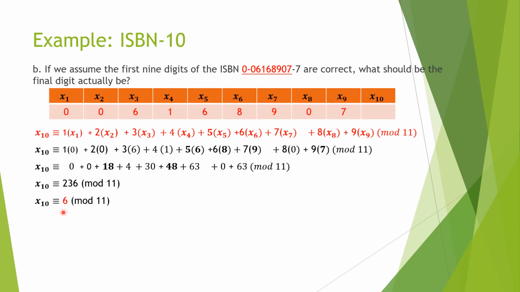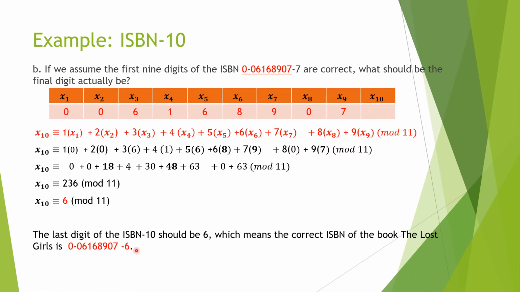Since the remainder is 6, it means that the last digit of the ISBN should be 6, which means the correct ISBN of the book The Lost Girls is 006168907-6. It is 6. So we have here the correct ISBN for the book The Lost Girls to make it valid. So the check digit is 6.